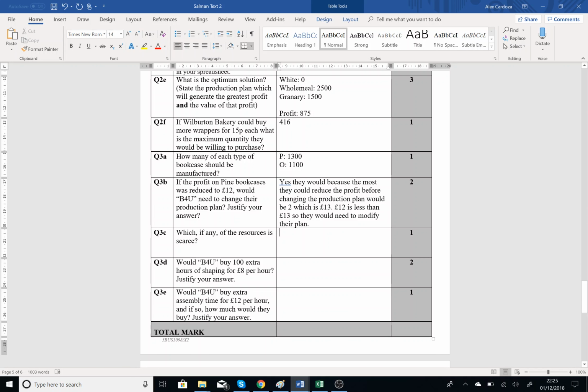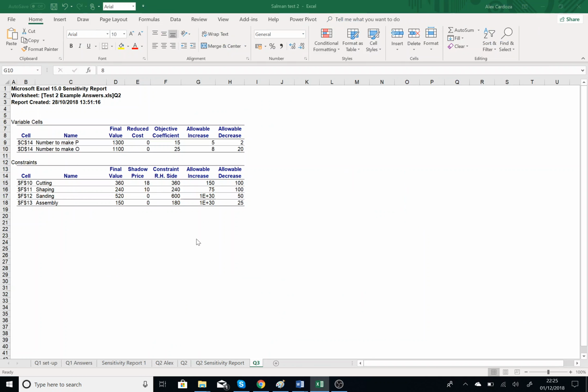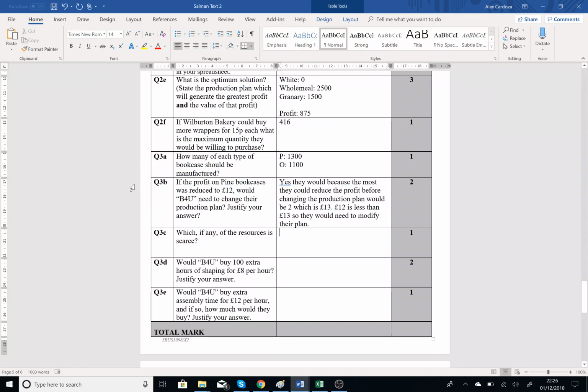Which, if any, of the resources is scarce? So here it would be anything with a shadow price. The shadow price is the maximum you should be willing to pay for something that's a scarce resource. So how much more you would offer to pay for something that's in scarce supply. Okay, so anything with a shadow price will be a scarce resource, so it would be cutting and shaping. Sanding and assembly have a 0 shadow price, so they're not scarce resources.